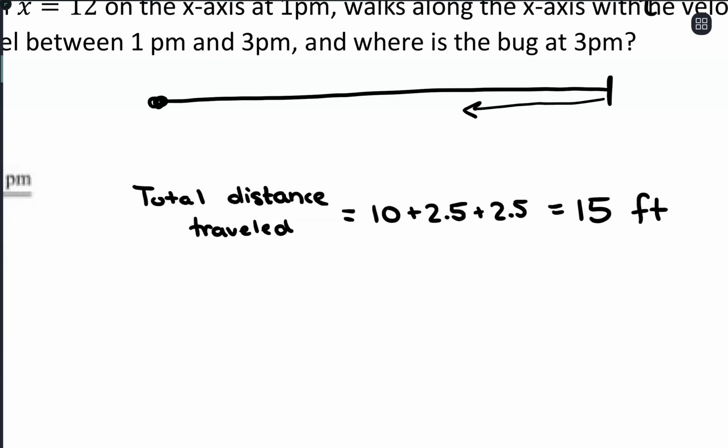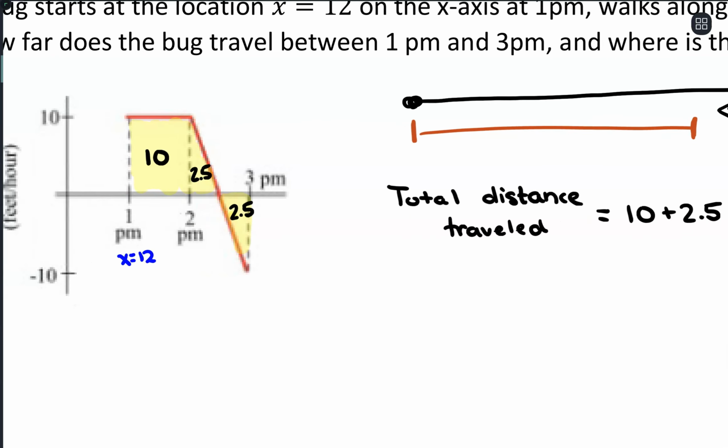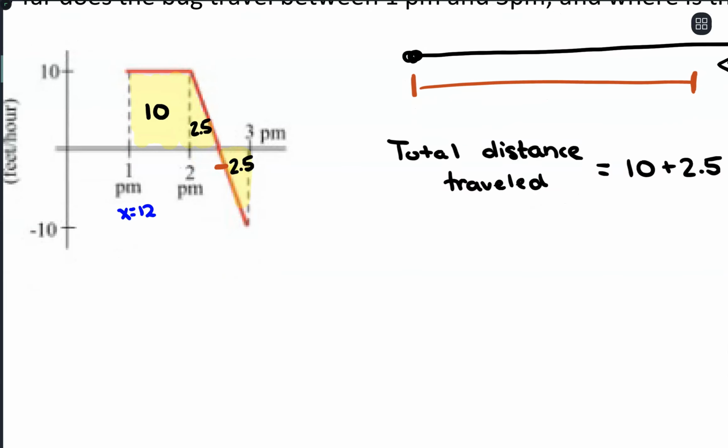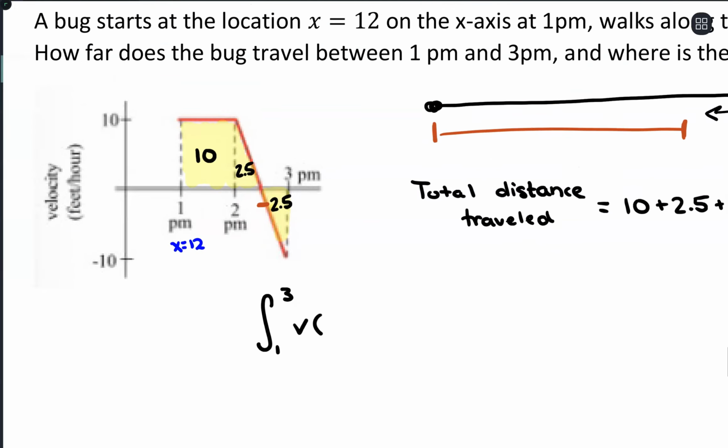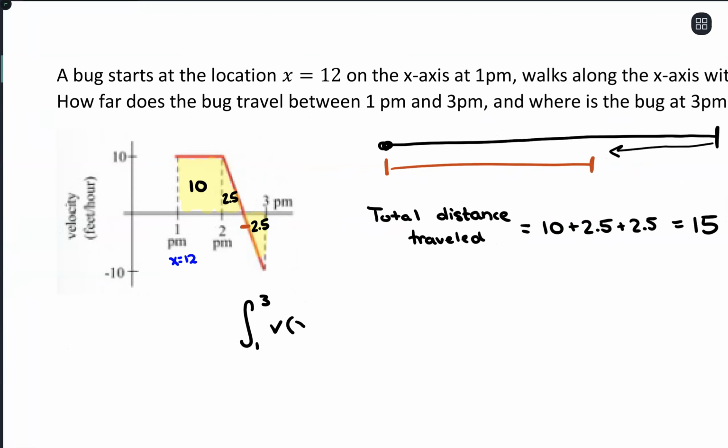Now, where is the bug at 3 p.m.? Well, this is taking into account the net distance covered, meaning the bug went forward, but then went back. So really, what's the distance between where the bug started and where it ended? With that, we treat the area below the x-axis as negative. So in terms of an integral, we're looking from 1 to 3 p.m. of this function. Let's call it v of t, or was it v of x? Yeah, v of x dx.